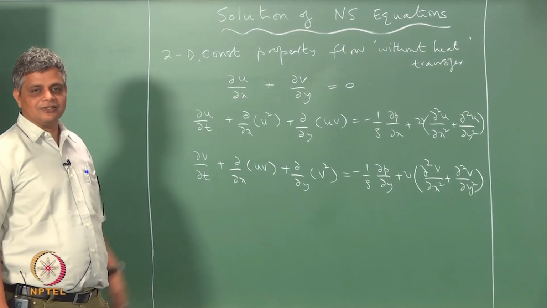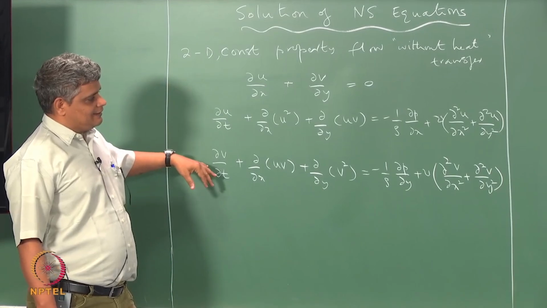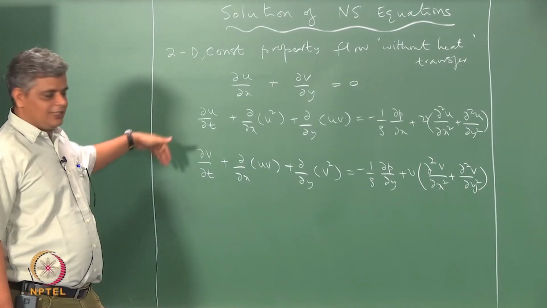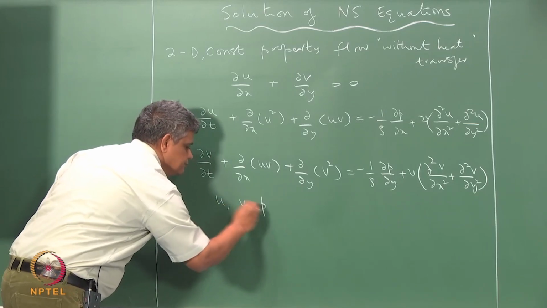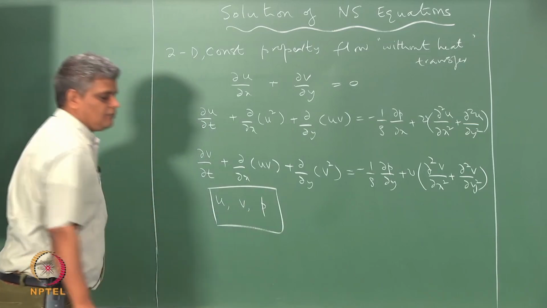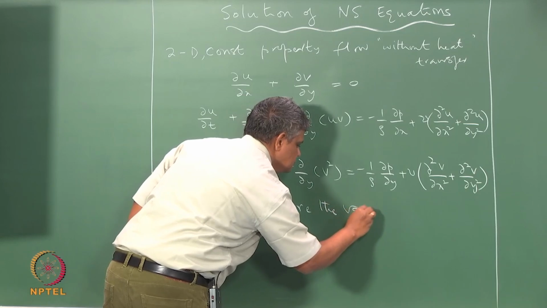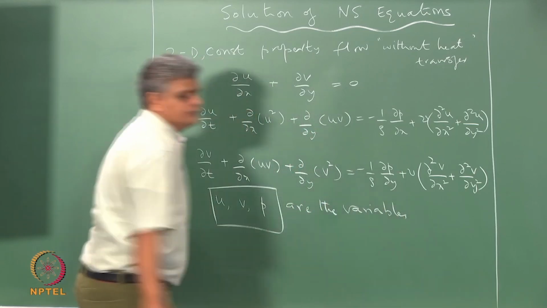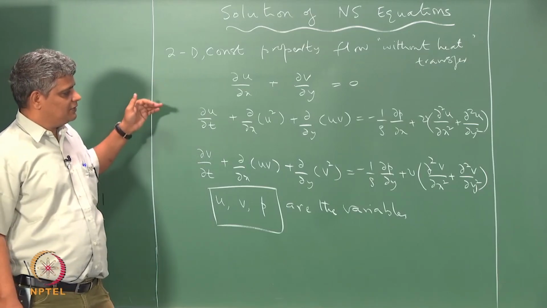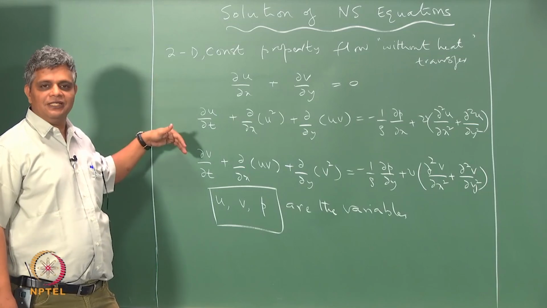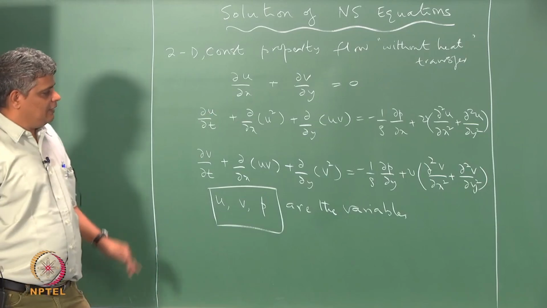So, in that sense it can be considered as the simplest possible, and in this case we can see that we have three equations and we have three variables. And so mathematically you can say that you have got a problem in which the equations are given and we have as many equations as the number of unknowns, and we should be able to solve this.